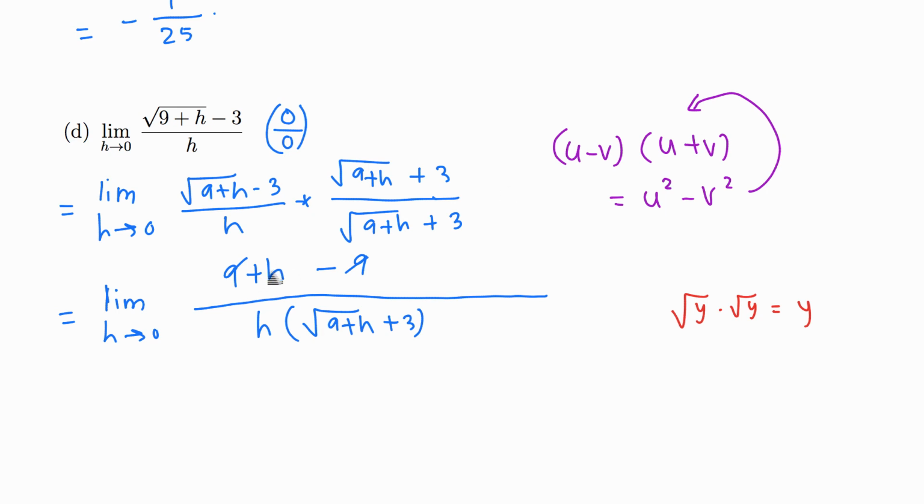Now we can cancel. Okay, we could not cancel earlier, but 9 and negative 9 is gone. So only h left. Now h from top and bottom cancel. That means 1 on the top. Let's plug in h equals 0. 1 on the top, over, with h as 0, 9 plus 0 is 9. Square root of 9 is 3. 3 plus 3 is 6. So 1 over 6. That's the final answer.